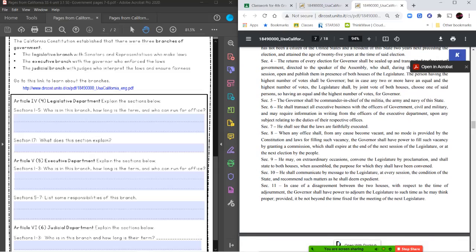So section 5, the governor shall be commander-in-chief of the militia, the army, and the navy of the state. Responsibility number 1, go ahead and put that down. He is in charge of the military of the state.